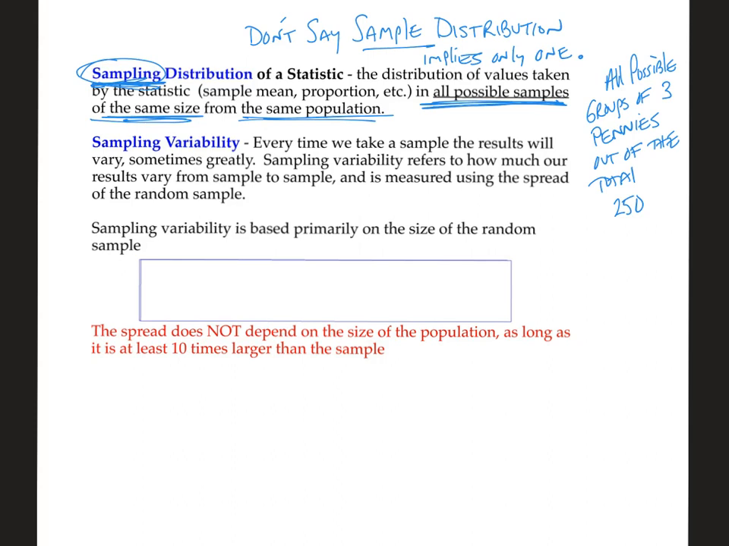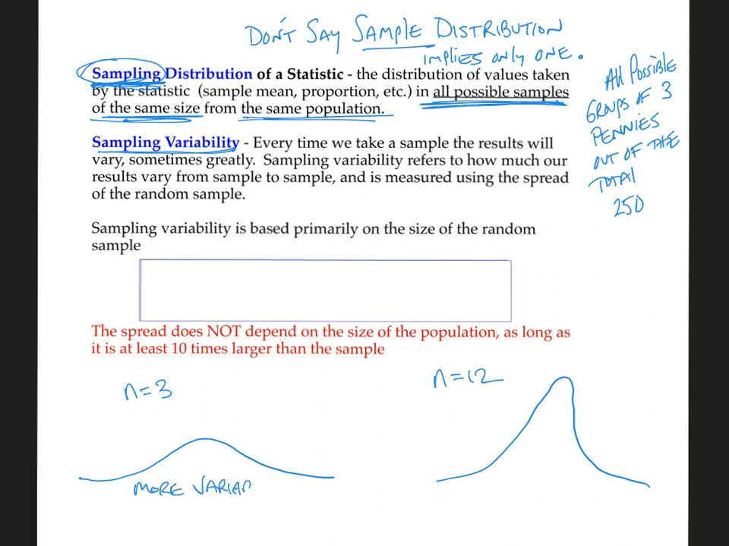Sampling variability is just talking about the idea of every time you take a sample, your results are going to vary. And that's exactly what this says. Sampling variability refers to how much our results vary from sample to sample and is measured using the spread of the random sample. So remember in our graphs, the n equals 3 graph was kind of more like this, versus the n equals 12 graph looked maybe a little bit more like this. So this has more variability, because it's more spread out.